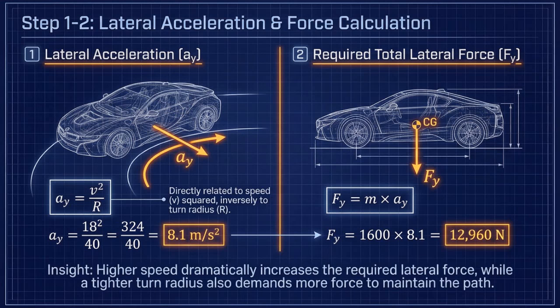This shows a key relationship: higher speed or a tighter turn radius demands more lateral force, which must be supplied by tire grip. If the tires cannot generate this force, the vehicle will slide outward instead of following the turn.